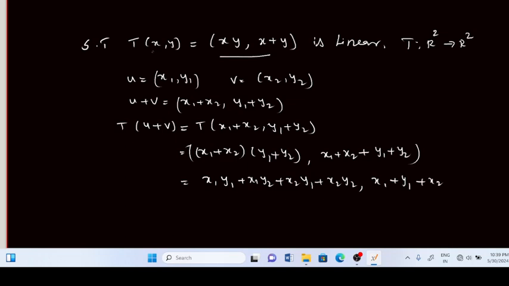plus x2 plus y2. So the first term we cannot split. Here we check with the right hand side, let us consider this as equation 1.